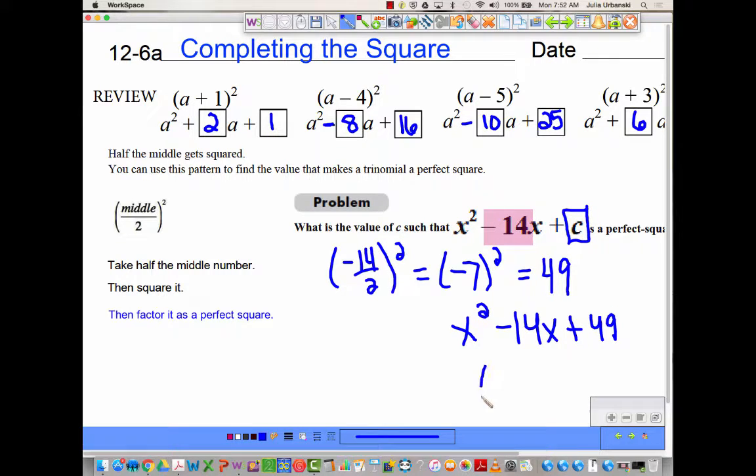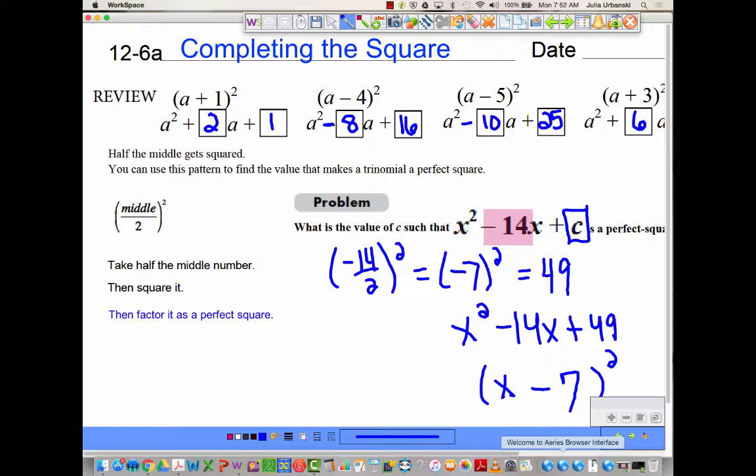And the last thing to do is write that as a perfect square. Look at the number. You take half of the middle and the square root of the number. What's the number we're dealing with there? What's half of negative 14? 7. What's the square root of 49? 7. So just remember it was a negative 14, so it's a minus 7. That's all you have to be able to do today.